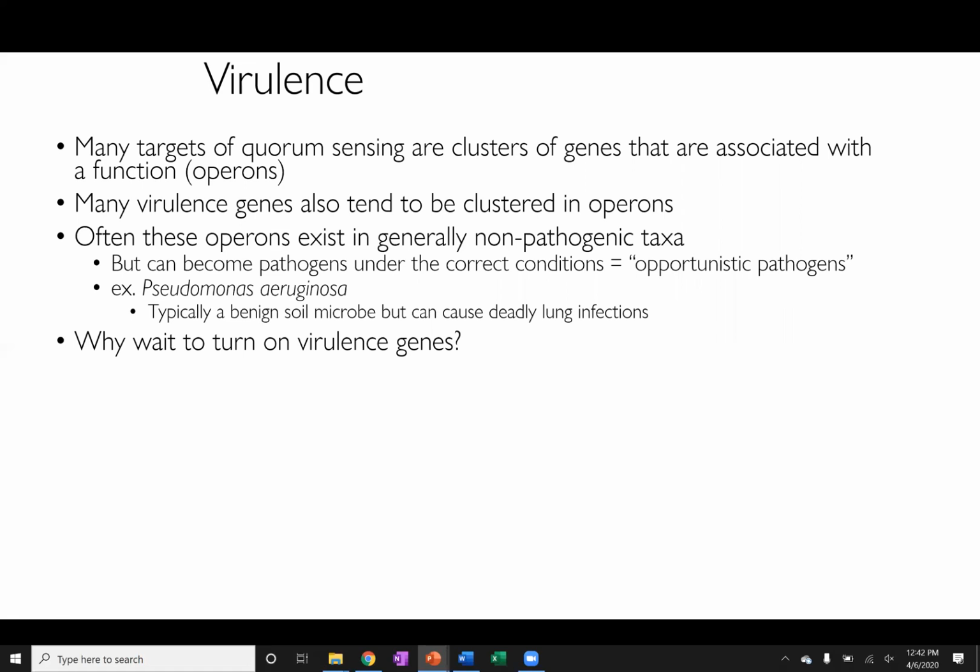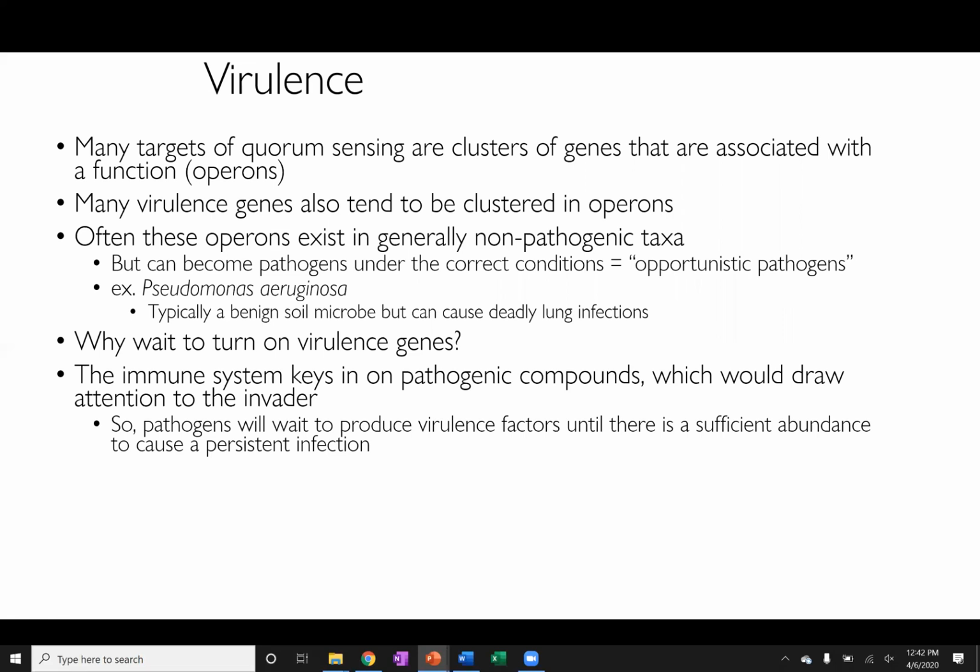And then finally, we can ask the question of why wait to turn on virulence genes. One of the reasons is simply because our immune system typically keys in on pathogenic compounds. And so if you wait till you're at high enough density to survive the onslaught of the human immune system, you could potentially become a better pathogen overall.